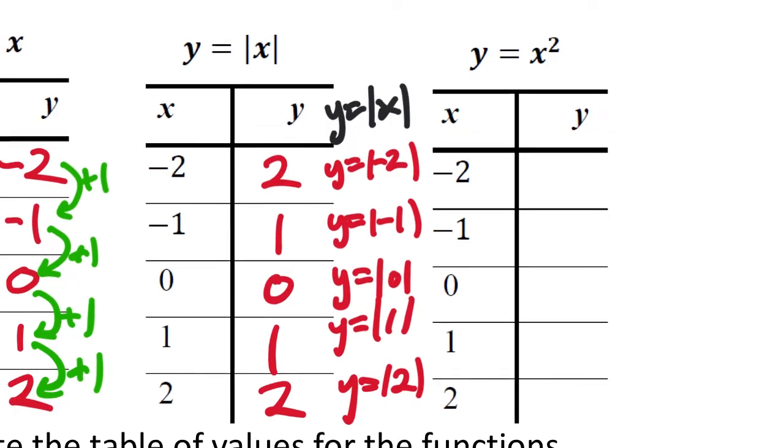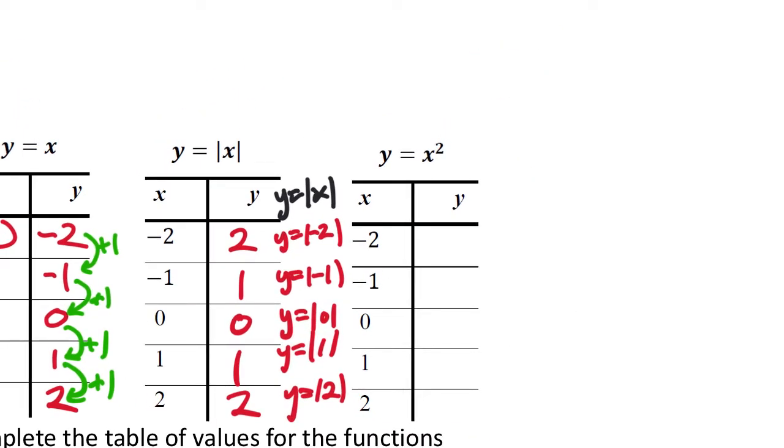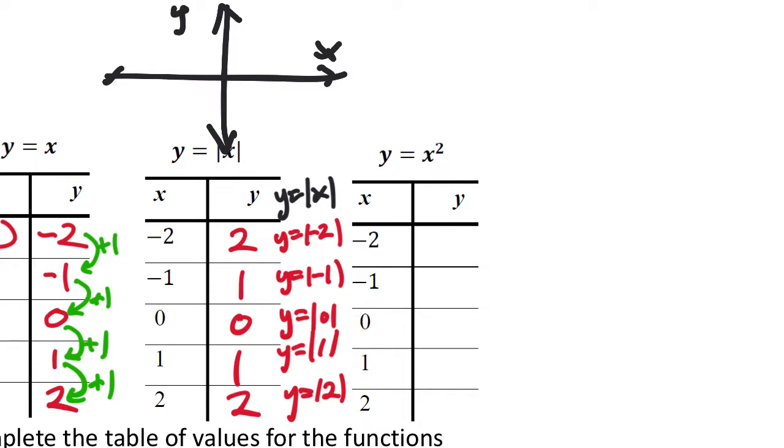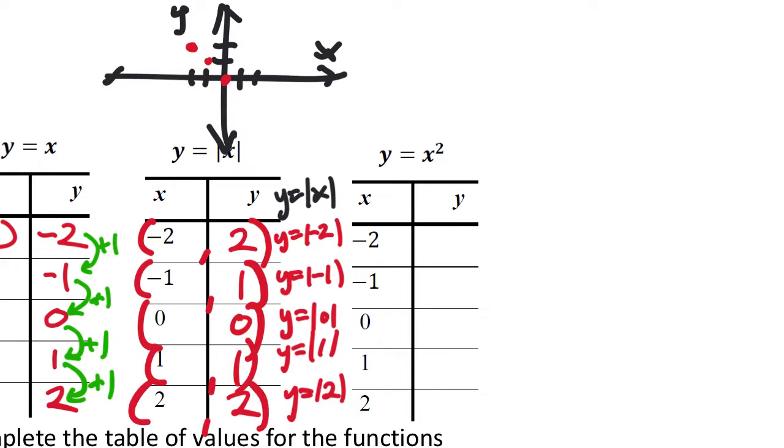Okay? Now we should think about what this graph would look like as well. So I'll just kind of graph it by hand real quick. So we got -2 and 2, something like this. And so -2, 2, that's this first ordered pair here. Then I got -1, 1, which would be this ordered pair. And then 0, 0 is right at the origin. 1, 1, and then 2, 2 would be these ordered pairs.